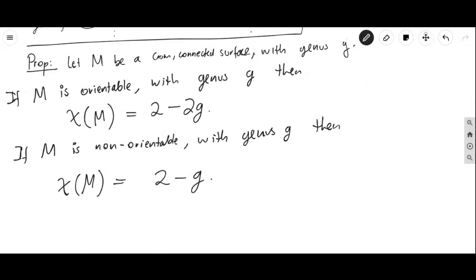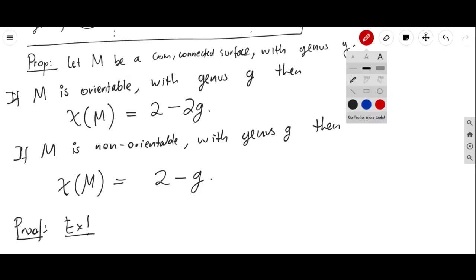How do you prove it? This is actually very easy. The proof is an exercise. You just use triangulations. We've shown how to triangulate a torus. If you have a double torus, it's basically the same triangulation, just repeated twice.